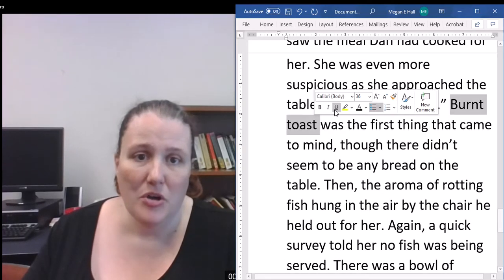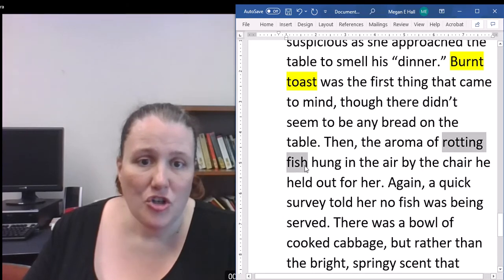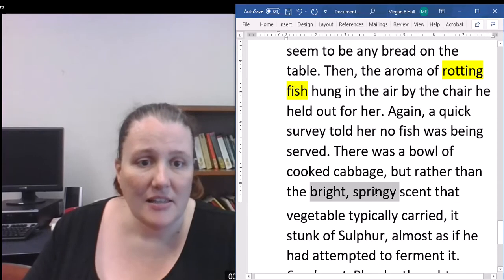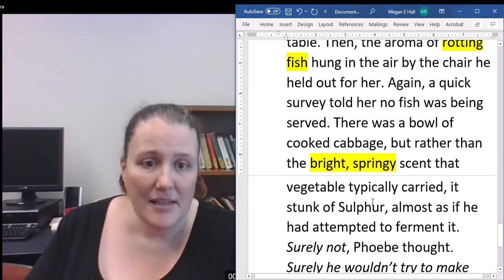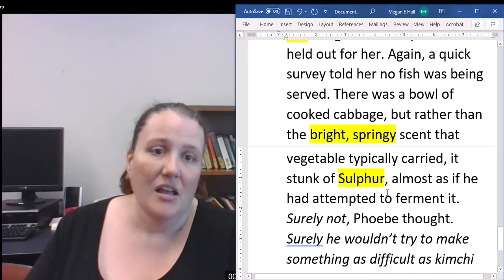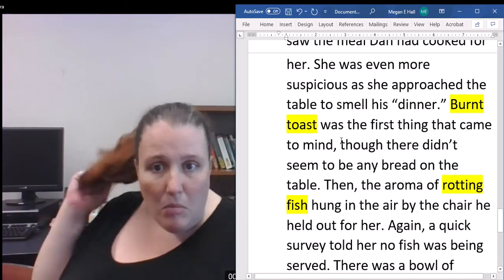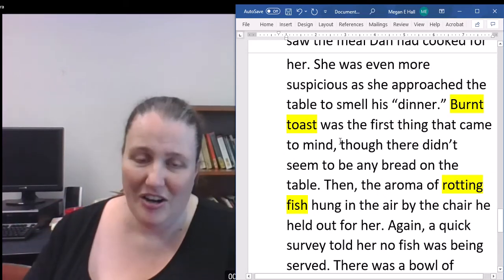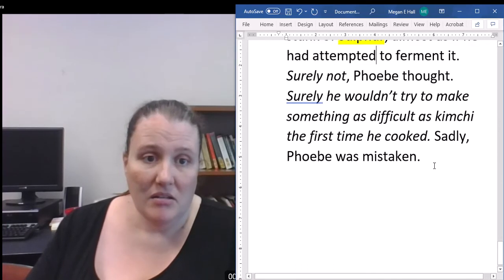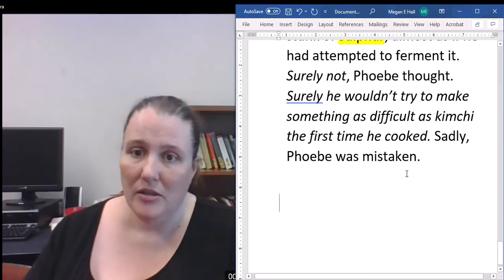So, a little bit of a funny scene here, but what kind of things do we have? We have burnt toast. We have rotting fish. We have bright and springy as describing scent. We have sulfurous, which is a different kind of thing. So bits here in and among her feelings about this dinner that would describe how it smells. So you can think about adding some smells to your story.